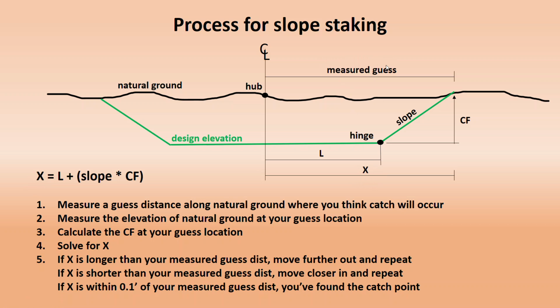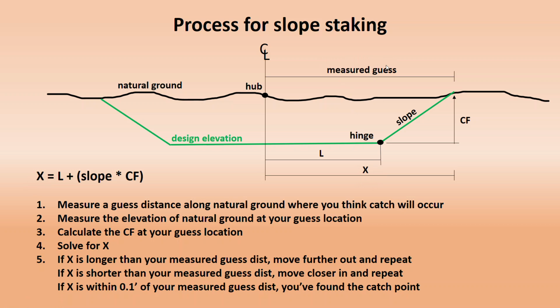More than likely it's not equal. More than likely your X was longer than your measured guess. If that's the case, you have to re-guess, measure out further, and repeat the process. If X computed to be shorter than what you measured your guess to be, you have to move in and repeat the process. And if they were equal to one another, or typically within 1/10 of a foot, you found your catch point.